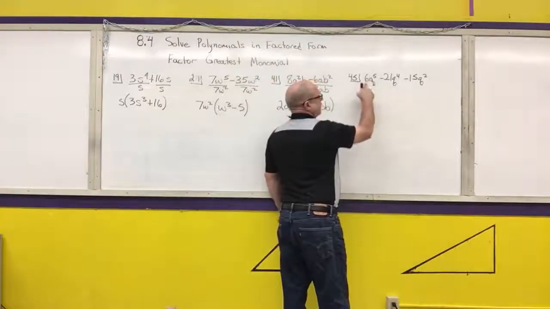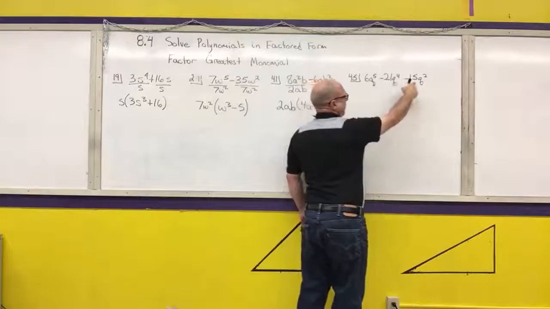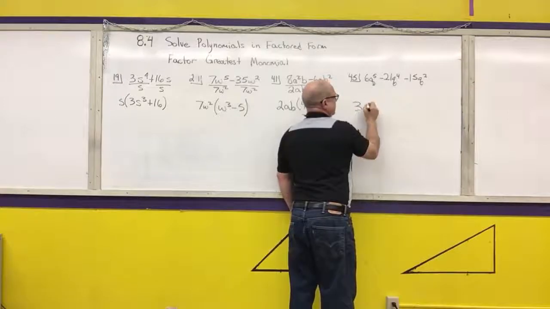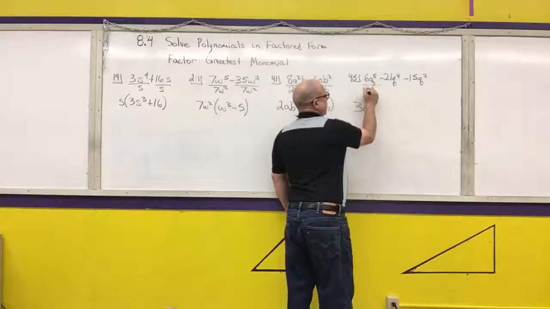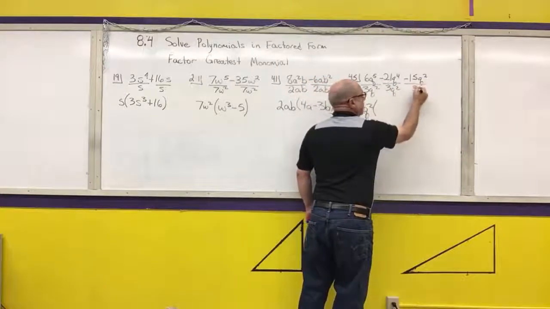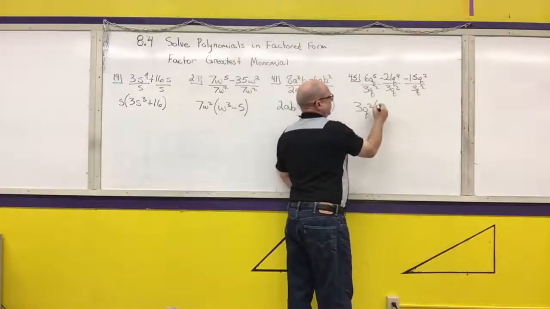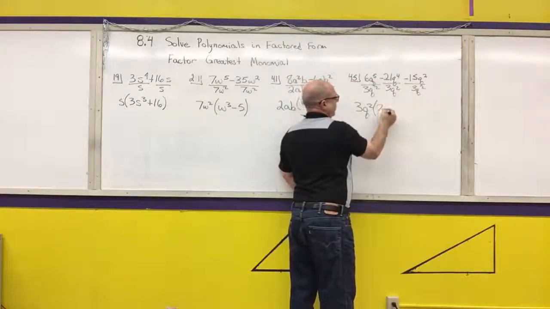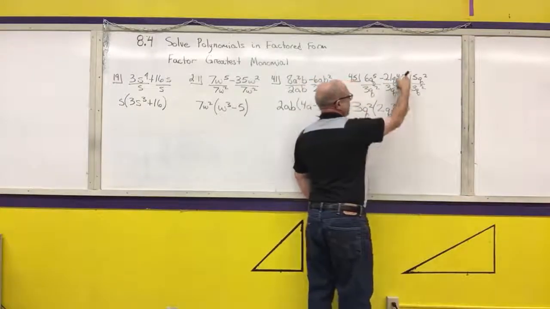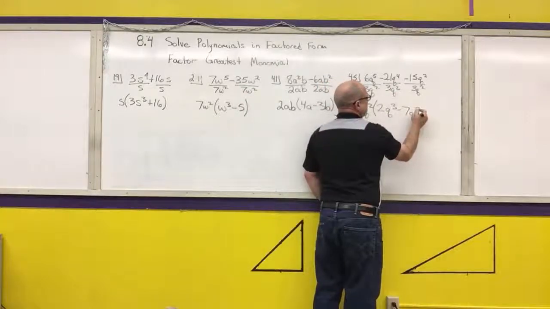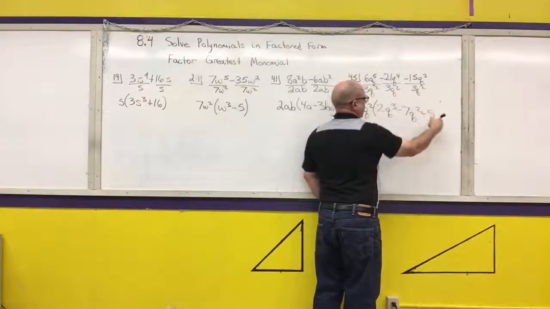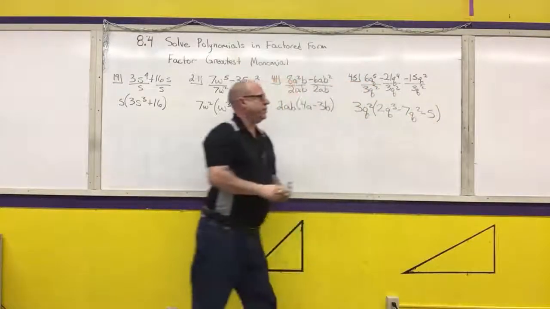Last one. The common factor between 6, 21, and 15 is 3. And the lowest power of q's is q squared. So divide everything by 3q squared. 6 divided by 3 is 2. Q to the 5th divided by q squared is q cubed. Negative 21 divided by 3 is negative 7. Q to the 4th divided by q squared is q squared. Negative 15 divided by 3 is negative 5. Q squared divided by q squared is 1. And that would be the answer.